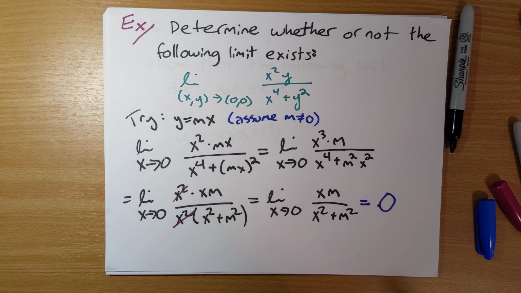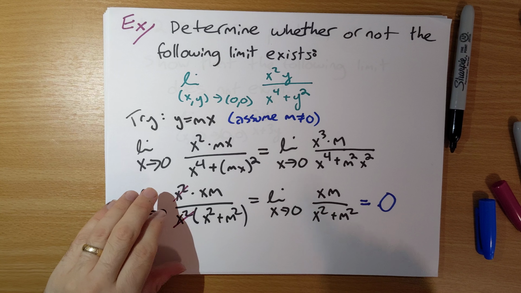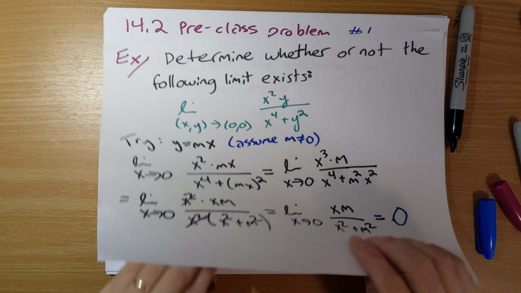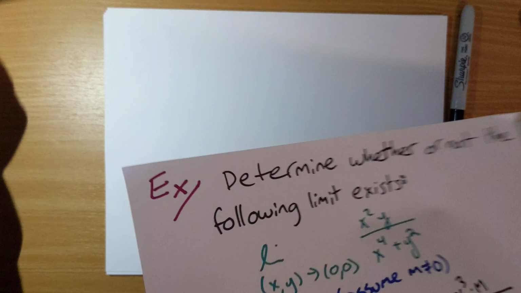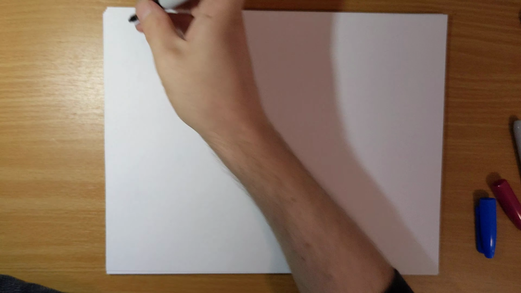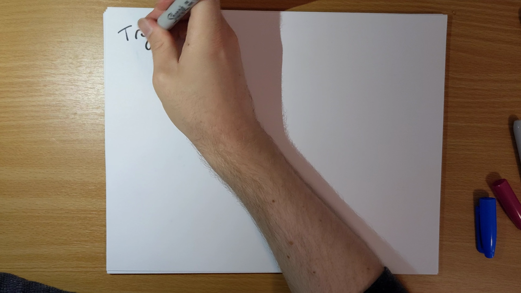But it turns out that this isn't enough. We have to do more work here. This is one of those things where we can't just say, oh, we've checked lots and lots of paths and they all give us 0. That's not enough. So let's try something else.